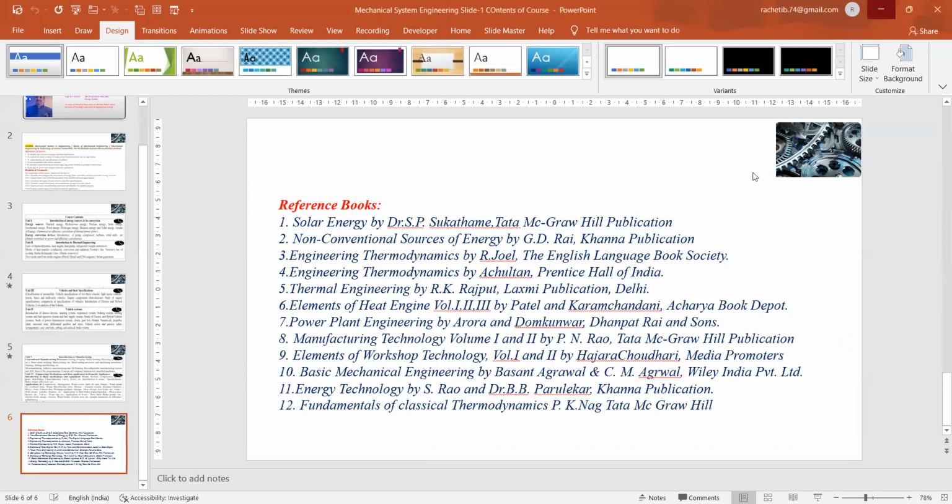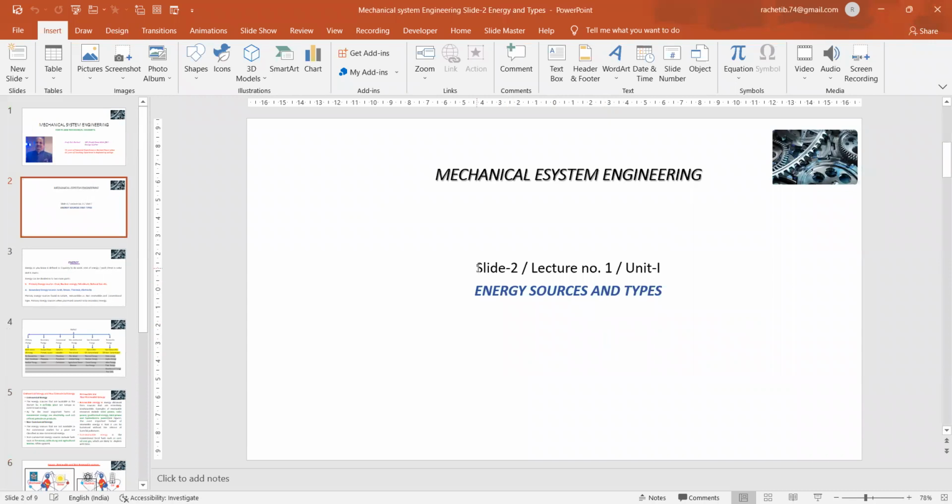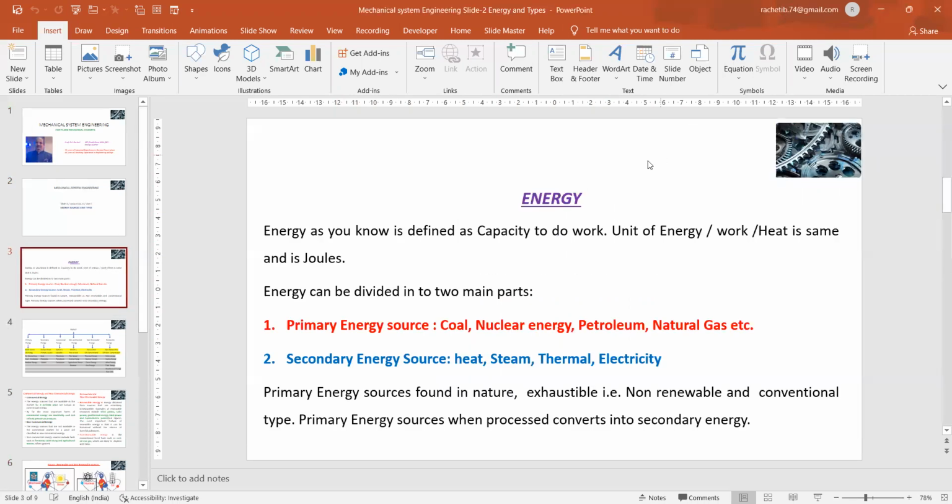Now we are going to see the next slide. For this slide number 2, we can say lecture number 1 of unit 1. The first topic is energy sources and types. I will go a little fast because you have already studied some part of it in your 11th or 12th standards. So we are going to start with energy.